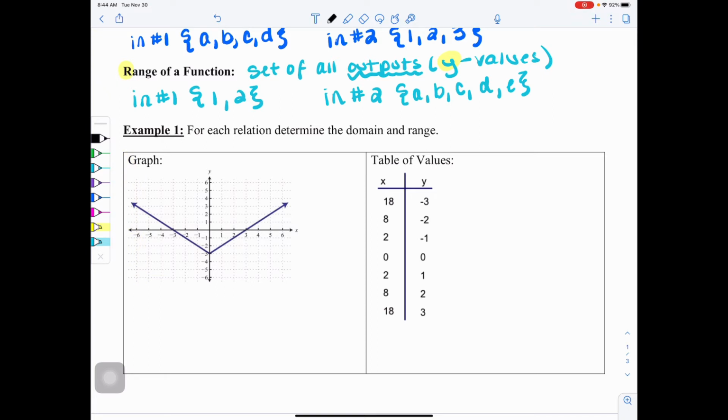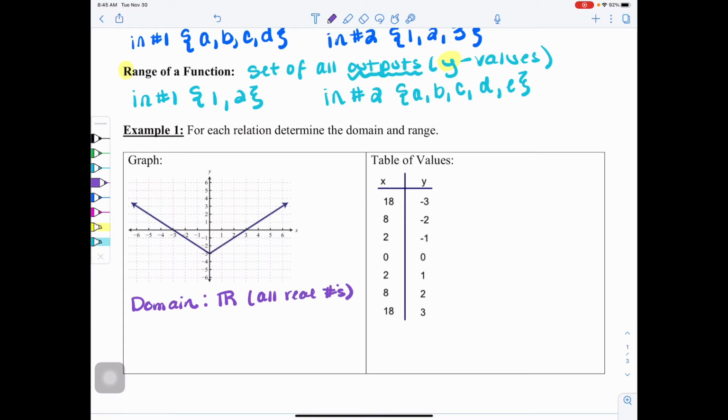So this graph is showing that this is going to continue to keep going up and out, which means I can use all of my x values. So here, the domain, remember, which is a set of all inputs or x values, is all real numbers. So the way we write that in set notation is with the funky R. And remember, that means all real numbers.